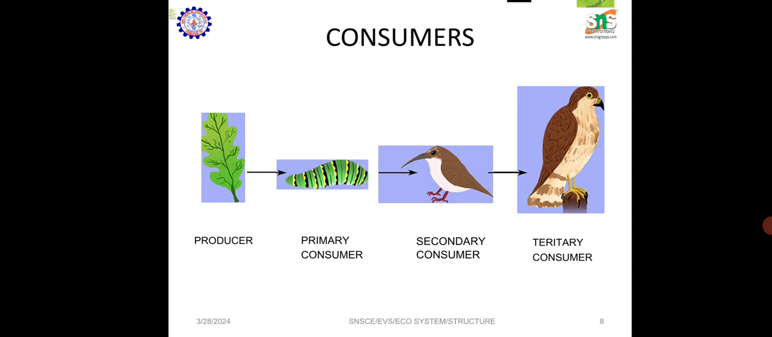This is the pictorial representation of the primary and secondary consumers. The first one is the producer, the second one is the primary consumer, which takes leaf as food, the third one is the secondary consumer which eats the primary consumer, and the last one is the tertiary consumer, called secondary carnivores.